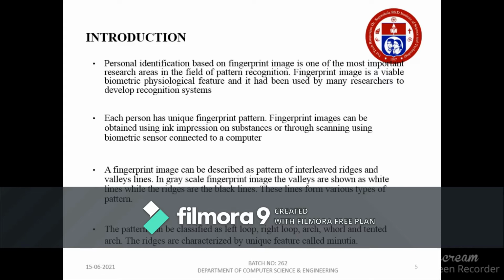Introduction of our project: each person has a unique fingerprint. A fingerprint can be described as a pattern of interleaved ridges and valley lines. In grayscale fingerprint images, the valleys are shown as white lines and ridges as black lines. These lines form various types of patterns. The patterns can be classified as left loop, right loop, arc, and whorl. The ridges are distinguished by a unique feature called minutia.